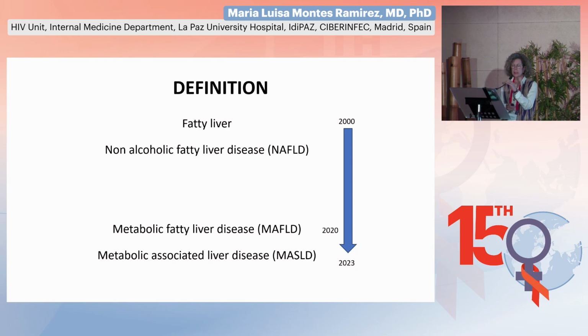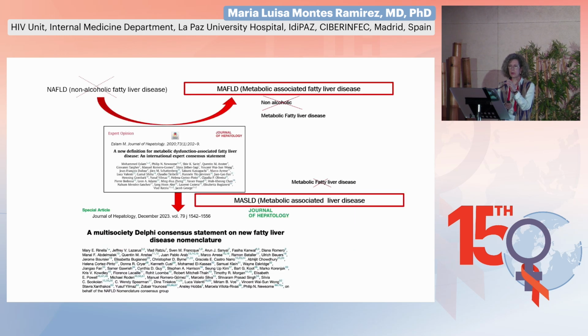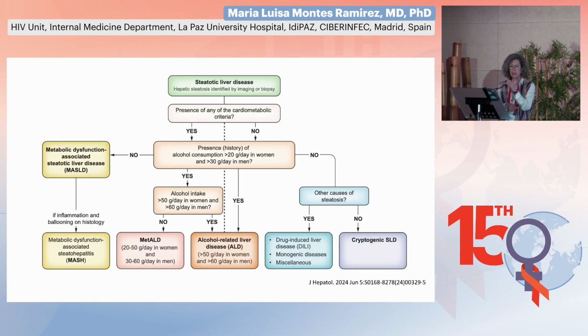MASLD was previously known as fatty liver or non-alcoholic fatty liver disease for more than 20 years. In 2020, an international consensus of experts agreed to change the name. The new term eliminated the stigmatizing words and clarified that this is not an exclusion diagnosis. Only 3 years later, the consensus of experts modified the name, including metabolic dysfunction, which is the main aspect of this condition. Currently, this is the steatotic liver disease definition and classification.